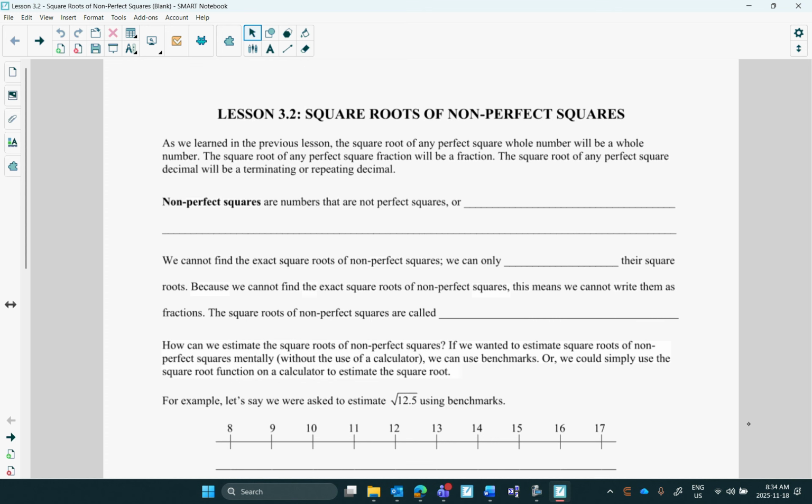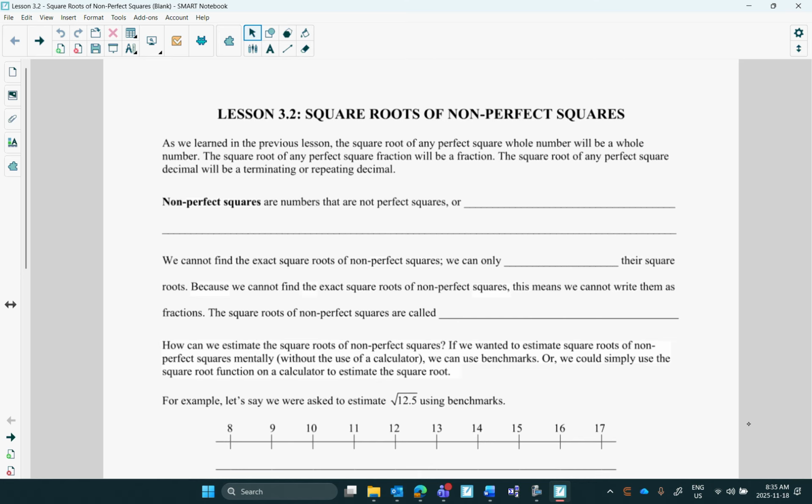Remember, fractions, and therefore decimals, because decimals are just another form of fractions, can also be perfect squares. Like 1 over 4 can be written as 1 over 2 times itself. So the fraction 1 over 4 is a perfect square. The decimal 0.36 can be written as 0.6 times itself. So 0.36 is a perfect square. And then we practiced taking some square roots of those perfect squares.